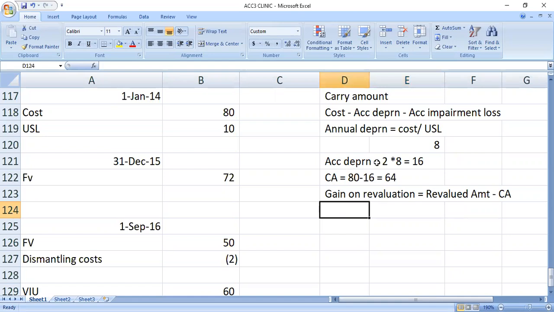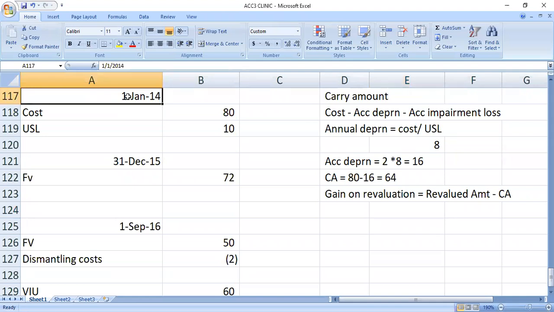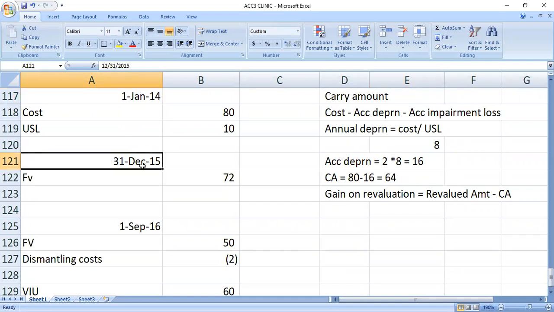Patients, you're asking about the 2. We are saying that when you count from 1st January, the day you purchased it, till the day of revaluation, which is 31st December 2015, there are 2 years. From 1st January to 31st December of the same year, it's 1 year. Then from 31st December the previous year to 31st December 2015 makes it 2 years. So we're estimating for 2 years. So 2 times 8 is 16. I hope I've answered you in that regard.